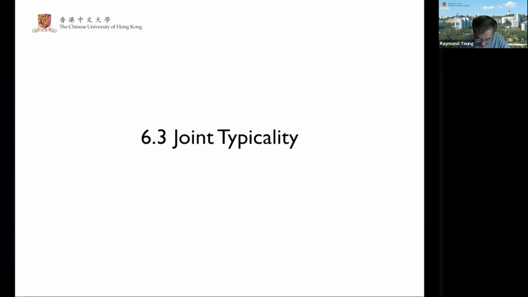So joint typicality is about the notion of typicality when you have a pair of random variables. When you have one single random variable, you talk about typical sequence, but when you have 2 random variables and you repeat the experiments, then we need some notions of joint typicality.